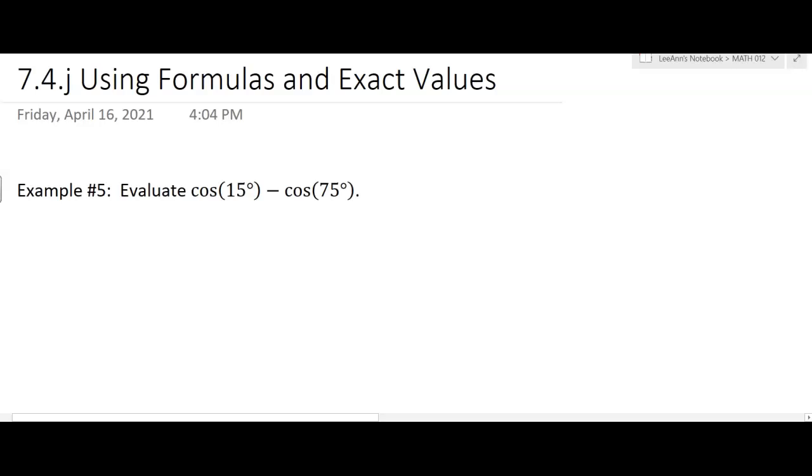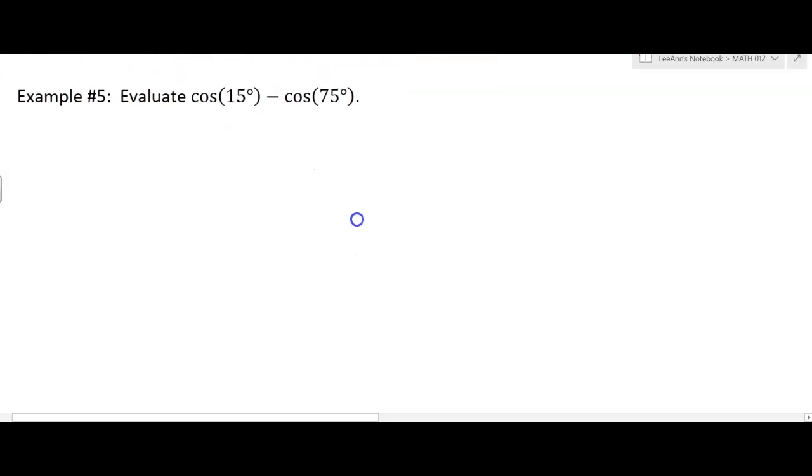So here's another example where we use a formula like these that we're working on to do something cool. Okay, so it says evaluate cosine 15 degrees minus cosine 75 degrees. So it's cosine and cosine and it's subtraction. And we're going to get exact values here. Okay, so I find my cosine minus cosine formula, found it.